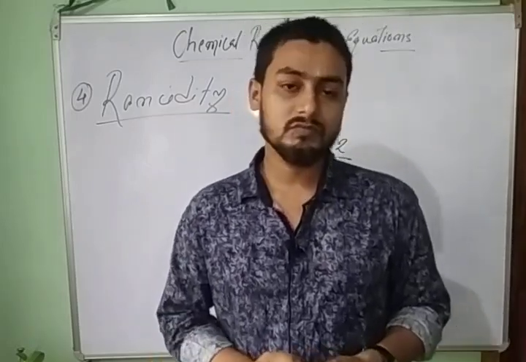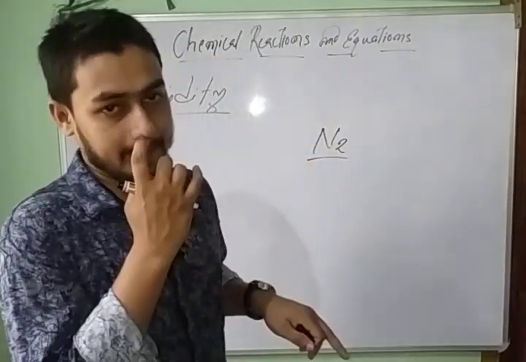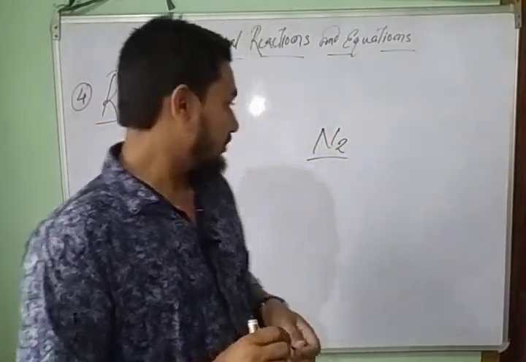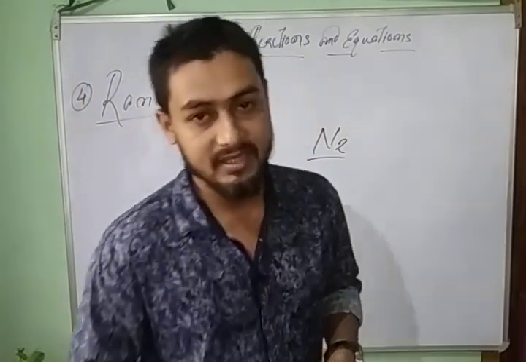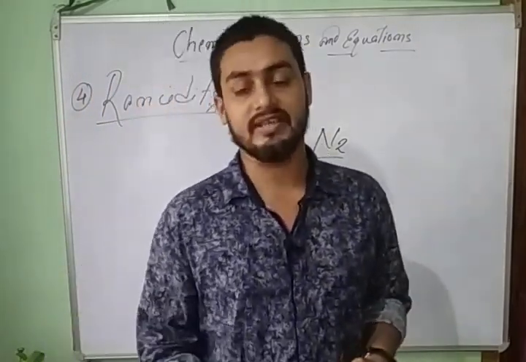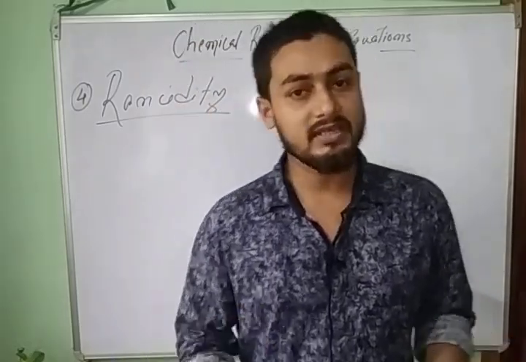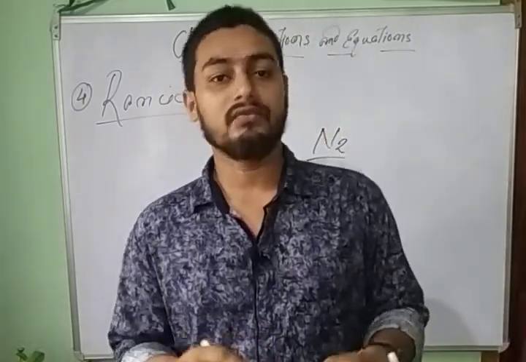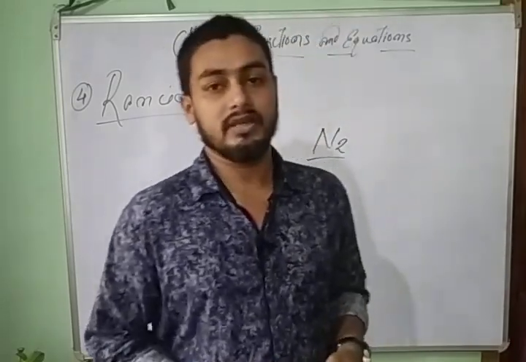Okay, so in this way we can use antioxidant chemical substances. Now one question may arise: what is an antioxidant? Antioxidants are the chemical substances which prevent oxidation. Antioxidants are the chemical substances which prevent oxidation of anything. This type of chemical substances are called antioxidants.